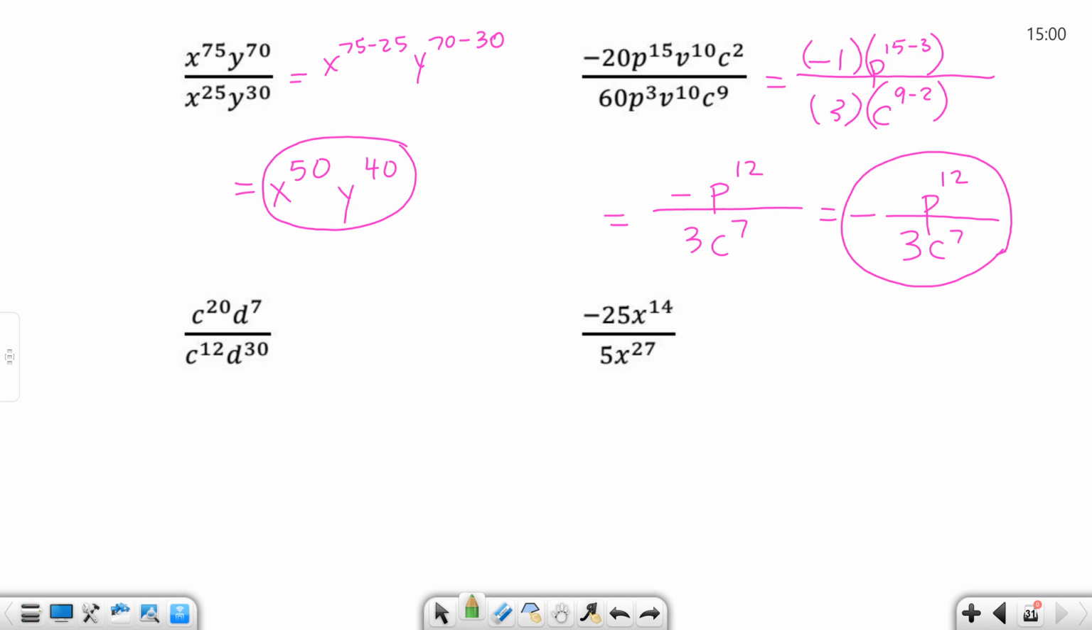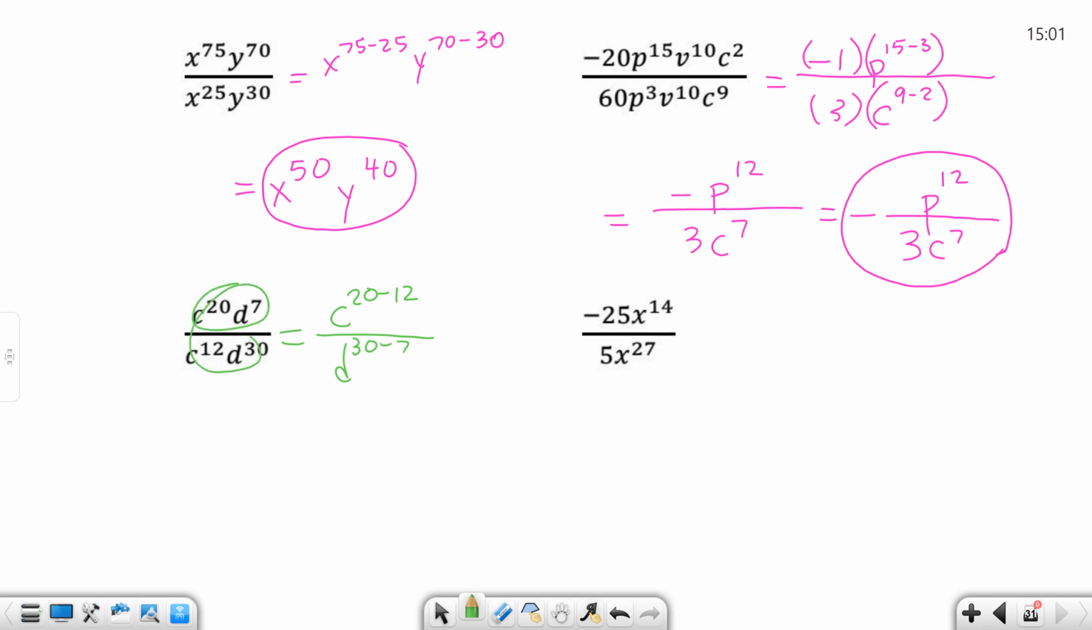So then c to the 20th, d to the 7th over c to the 12th, d to the 30th. Again, this is very much like this one except c's and d's instead of x's and y's. So we take the c's. Where are the c's left over? In the top, the numerator. C to the 20 minus 12. And then where are the d's left over? The denominator, the bottom, right? Because 30 is bigger than 7.